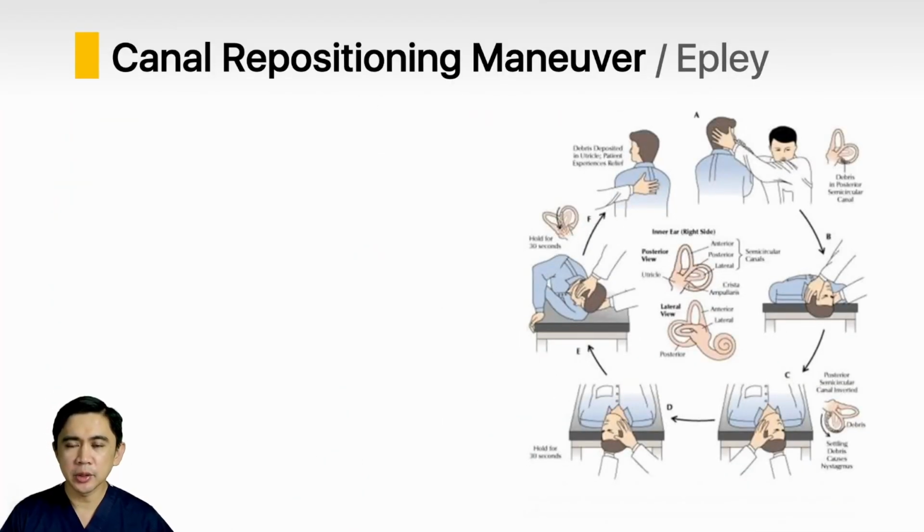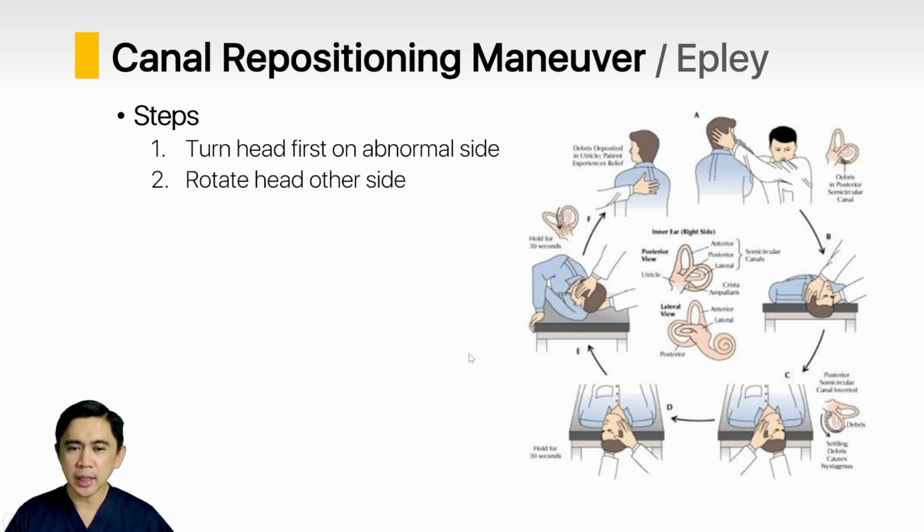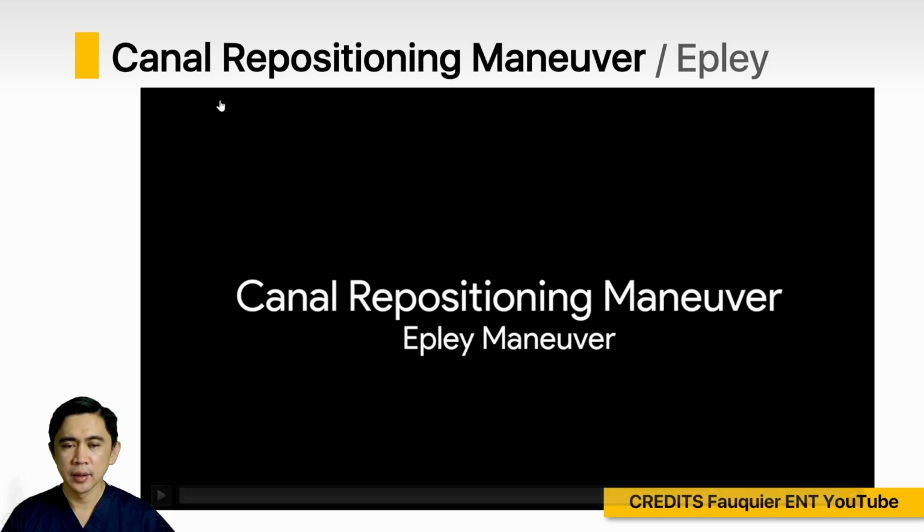This is how to do the canal repositioning maneuver. We actually do a Dix-Hallpike maneuver. So we turn the head first to the abnormal side, then rotate the head to the other side, and rotate the head to face the floor and recover the other way. So this is a video on how to do it.